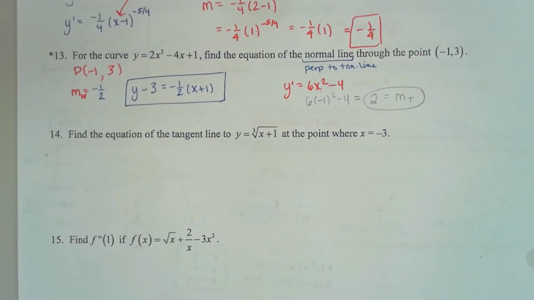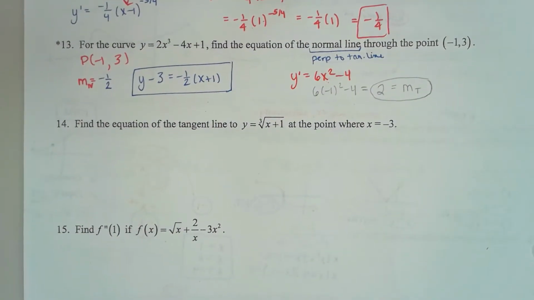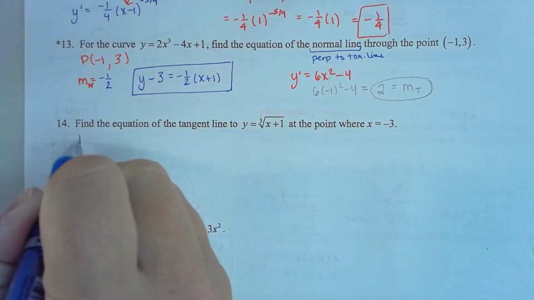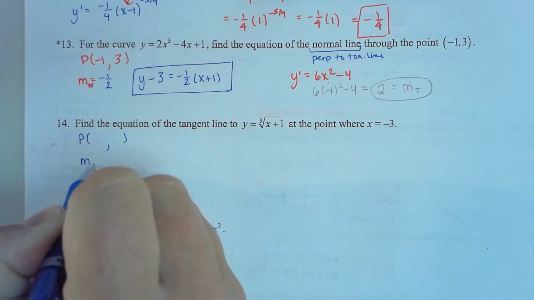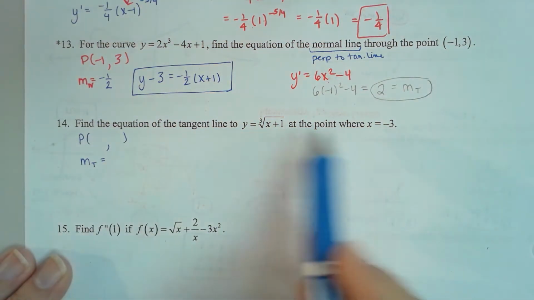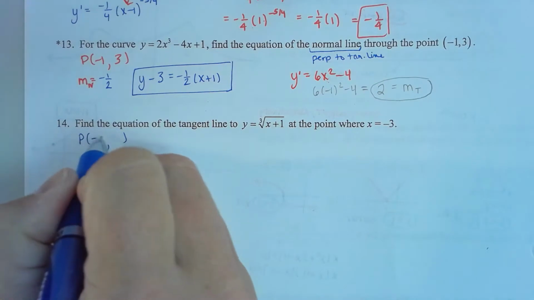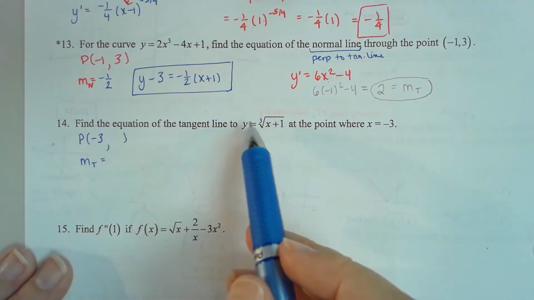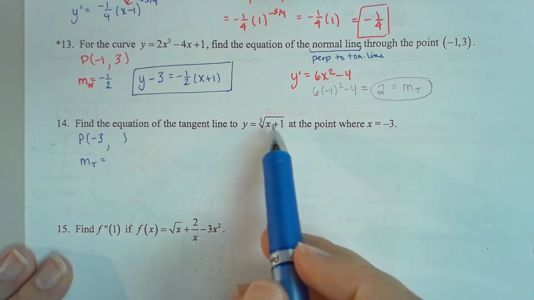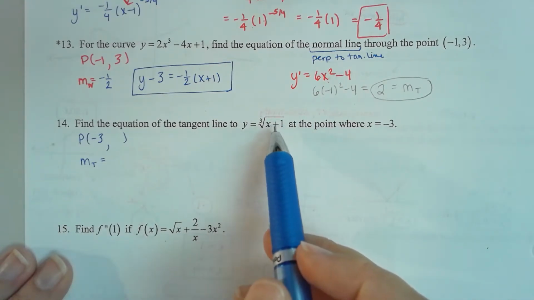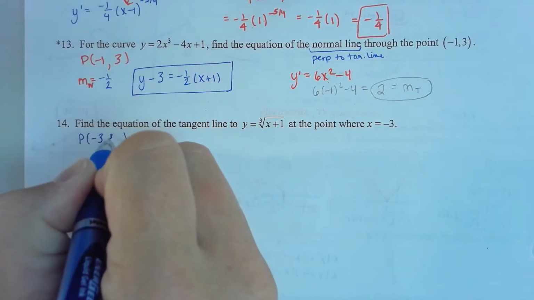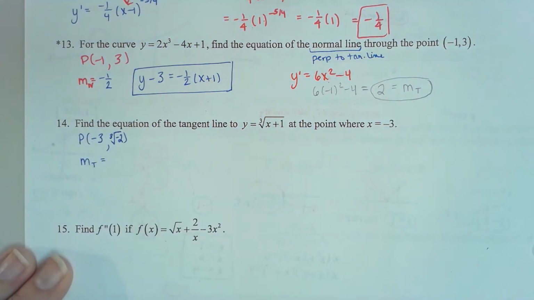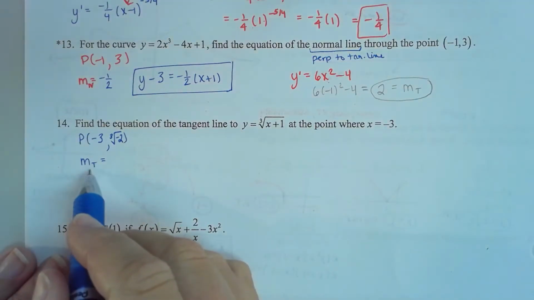Good. Number 14, it's actually a combination of 12 and 13. Find the equation of the tangent line. So just like before, we need a point and we'll need a slope to this curve when x equals negative 3. So we're going to find the point. Here's our way to find y. I'm going to plug a negative 3 in. Negative 3 plus 1 is negative 2. I do not, off the top of my head, know the cube root of negative 2. It's a decimal. Okay. But now we want to find the slope.